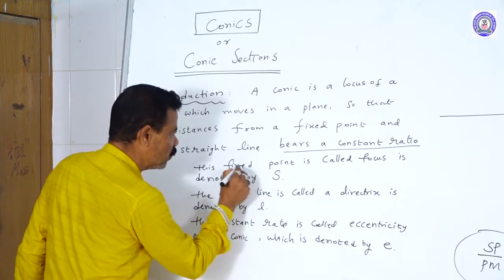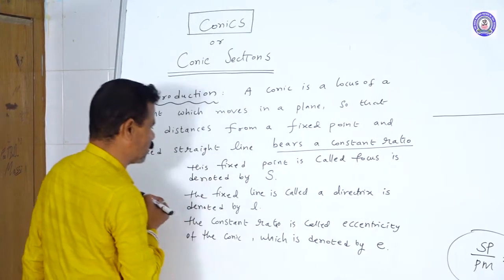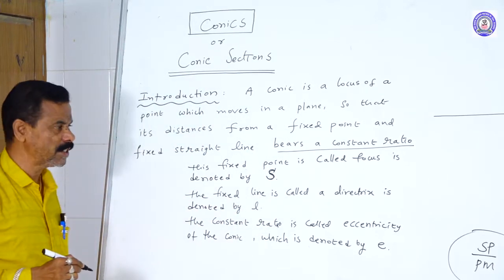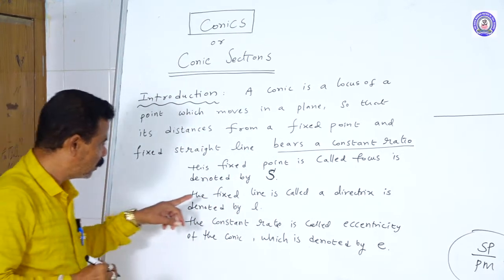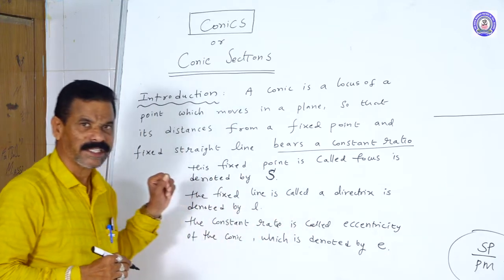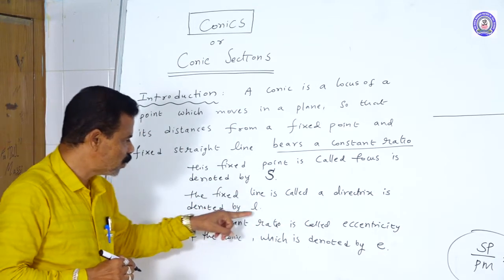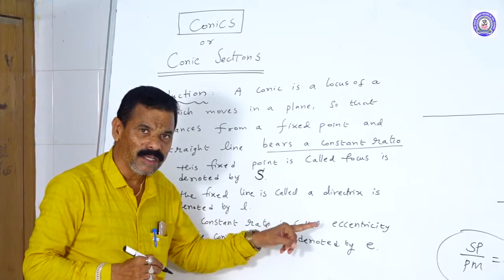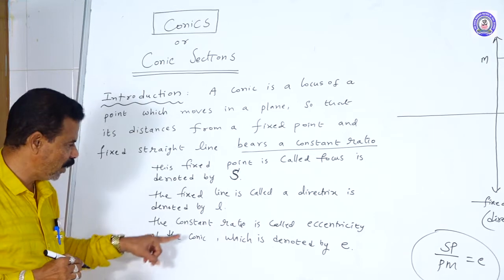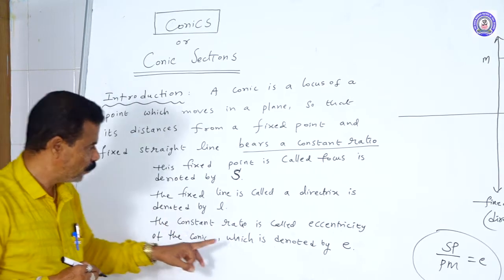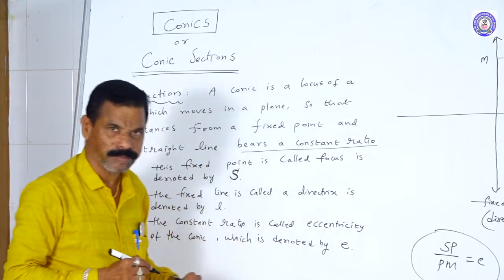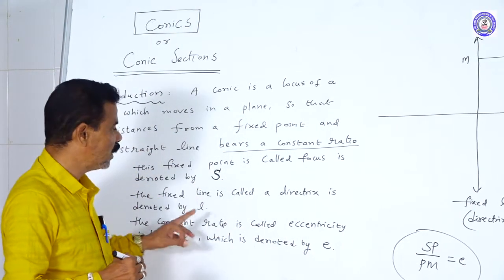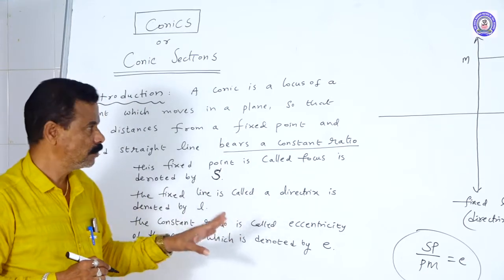Next, this fixed point is called the focus, denoted by capital S. The fixed line is called a directrix. It is denoted by small l. And the constant ratio is called the eccentricity of the conic, which is denoted by small e.